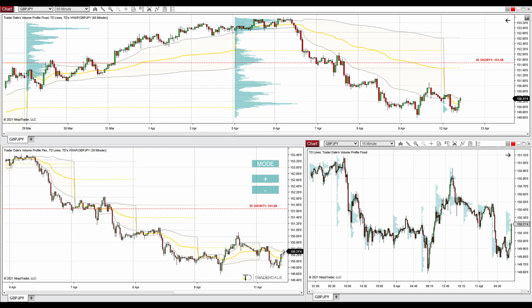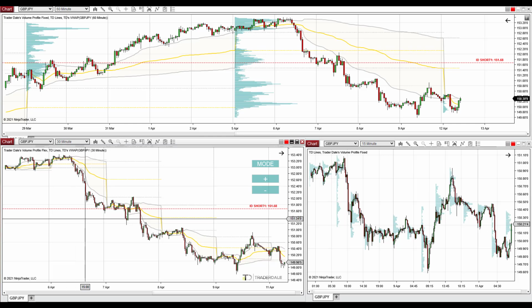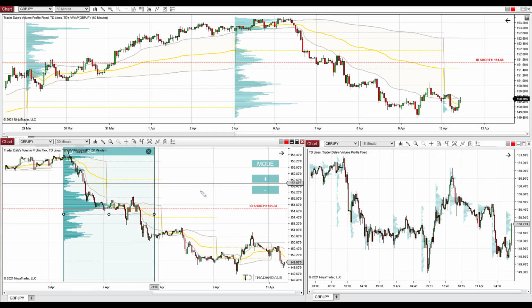Now the British pound Japanese yen is a bit of a volatile pair, so you want to be careful. Maybe use a smaller position with this one. Let me also show you the trade with a flexible volume profile.